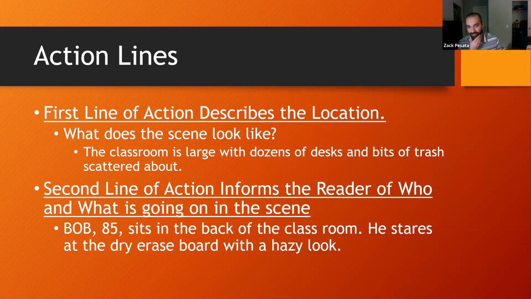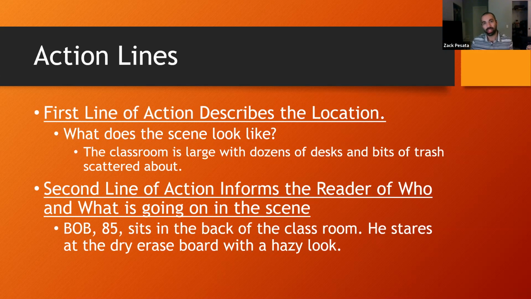So I'm going to pause here for a second, and I'll repeat this in a bit. But notice when I introduce who's in the scene, Bob, Bob's name is in all caps. And then I do comma, the character's approximate age, comma, what they're doing in the scene. So Bob, all caps, comma, 85, approximate age, comma, sits in the back of the classroom. He stares at the dry erase board with a hazy look.